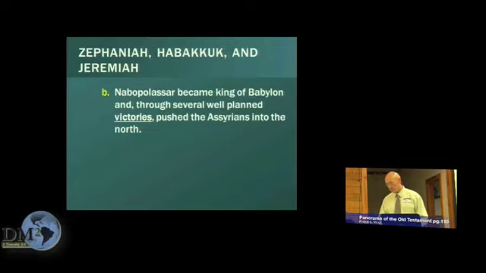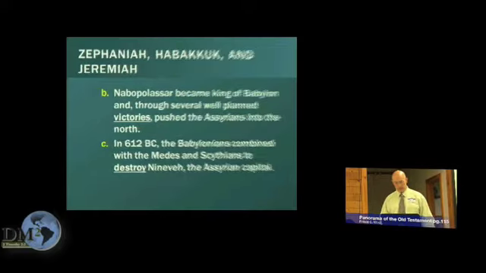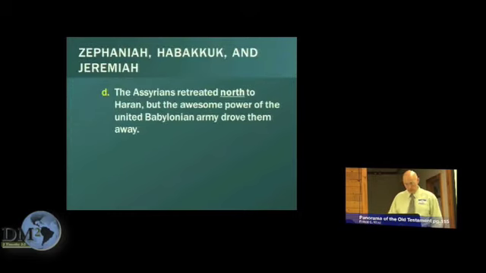In 612 BC, the Babylonians combined with the Medes and Scythians to destroy Nineveh, the Assyrian capital. They destroyed Nineveh in 612. The Assyrians retreated north to Haran, but the awesome power of the united Babylonian army drove them away.